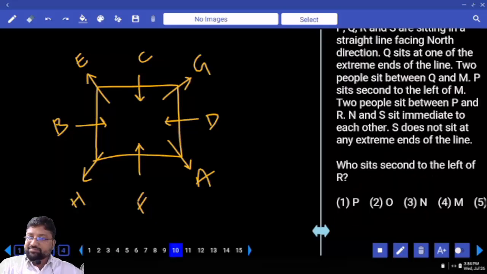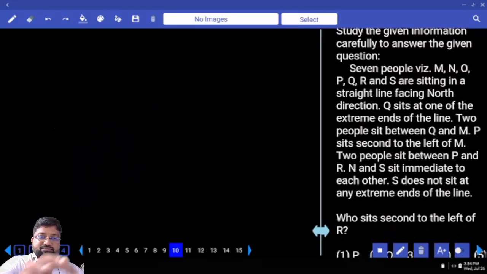Questions 10 to 14. How many persons? 7 persons sitting in a straight line facing north direction. Q sits at one of the extreme ends of the line. 2 people sit between Q and M.